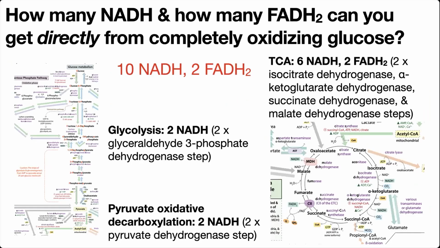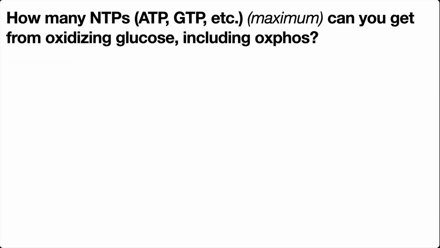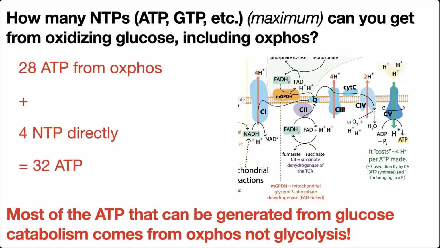So again, we just do the math. We saw we had 10 NADH and 2 FADH2. We multiply those by 2.5 and 1.5, and we see that we generate 28 ATP, or that's the maximum we could generate if this is completely efficient. Now let's take into account the NTPs that we generated directly and those that we got from the oxphos. So we had the 28 from the oxphos, and then we had the 4 that we generated directly. That is where we get a maximum of 32 ATP.